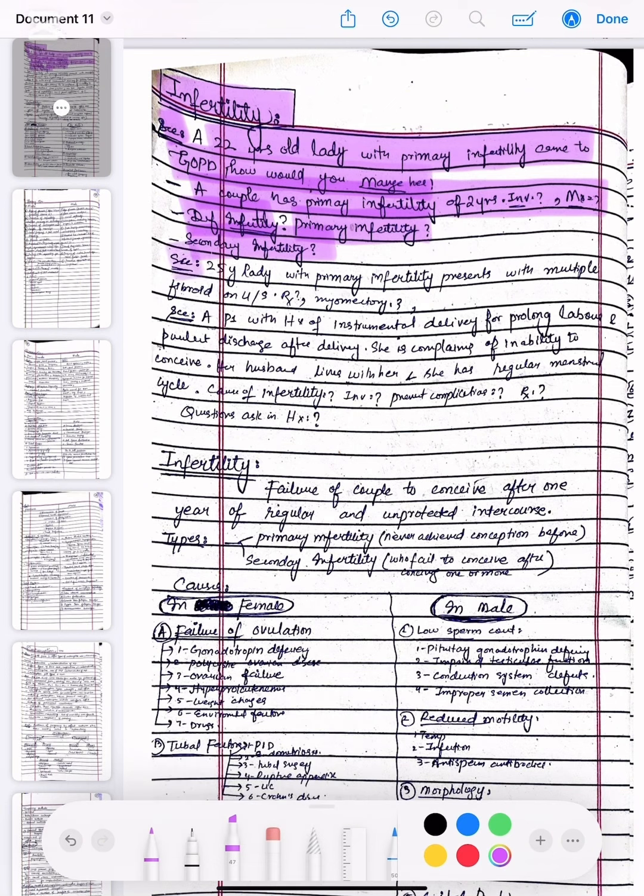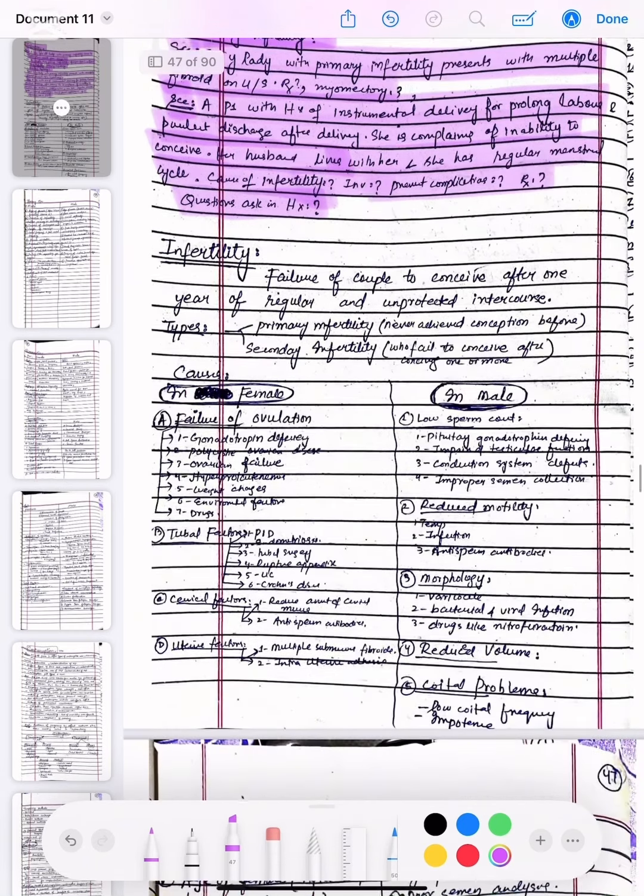Another scenario is a 25-year-old lady with primary infertility who presents with multiple fibroids on ultrasound. What is the treatment and what is myomectomy? Another scenario is a P1 with a history of instrumental delivery for prolonged labor and puerperal discharge after delivery. She is complaining of inability to conceive. Her husband lives with her and she has a regular menstrual cycle. So what are the causes of the infertility, the investigations, the complications, the treatment, and the questions asked in history? These are the important questions that are asked about infertility.